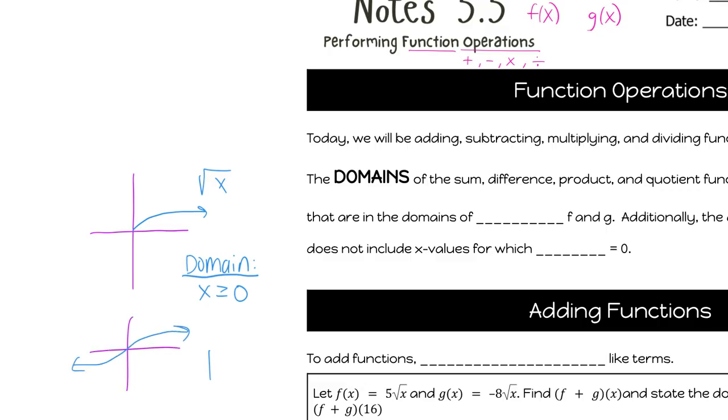And we also know that the cubed root function, that looks a little different, something like this. That one has a domain of all real numbers because there's no domain restrictions with a cubed root function, right? X is going in both directions.